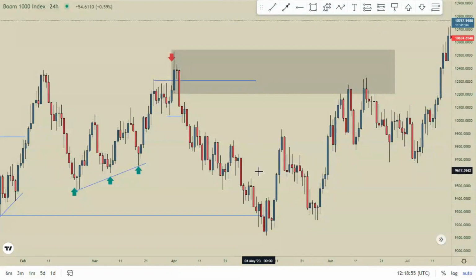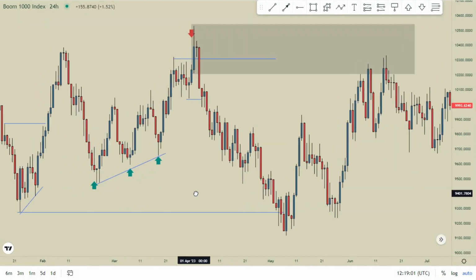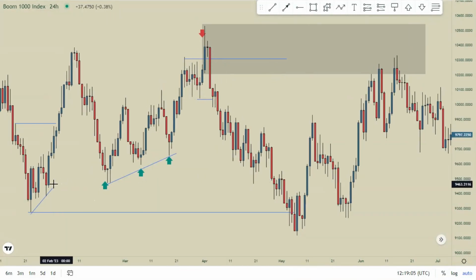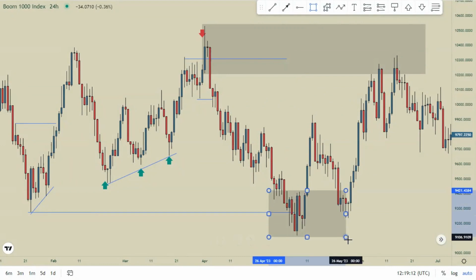So now, for this case, we have this zone here that we shall be targeting to sell. The market has come. Maybe price was moving, and you had marked this previous shift that happened, and now you're going to be watching this zone. So now we watch it.